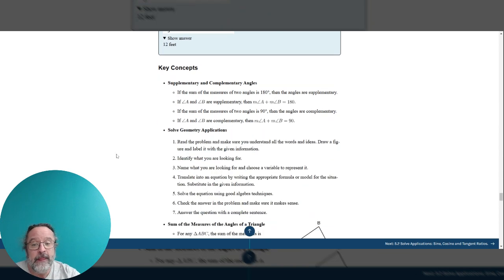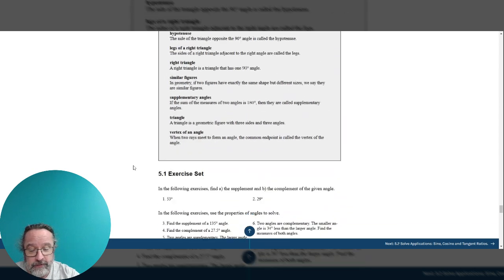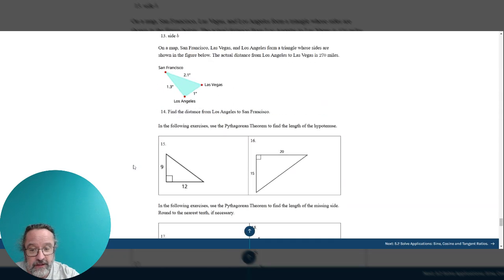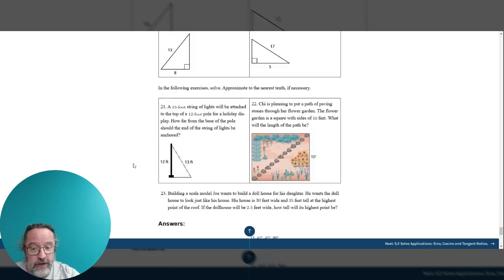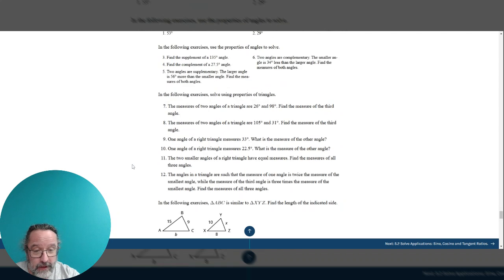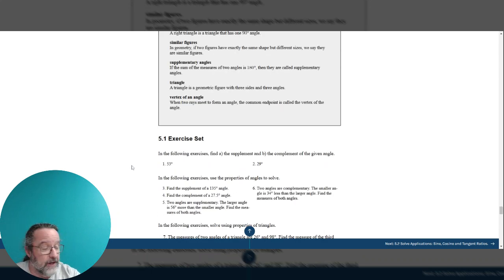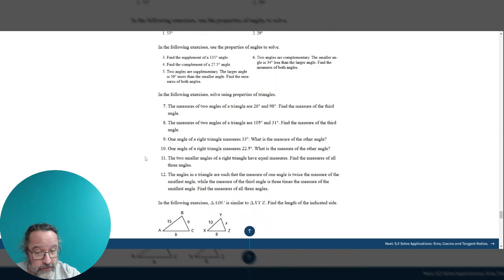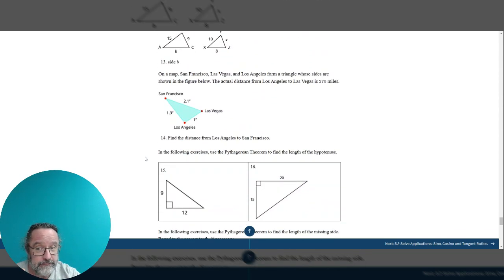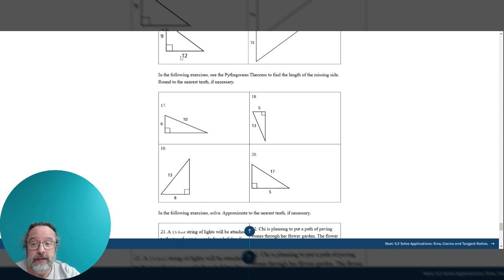Key concepts here are supplementary and complementary angles, and then you have your glossary and the exercise set. I want you to go through all of these. I want everybody to do all the problems in this. I don't care how bored you get. This you need to know inside, outside, backwards, upside down. I'd like to have that done for next Tuesday, that would be March 4th.